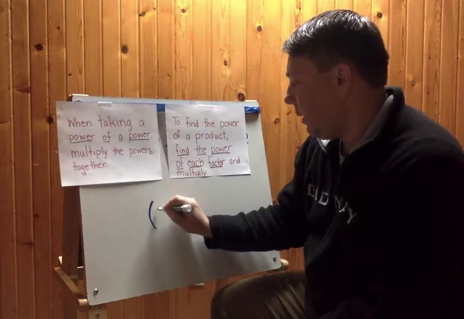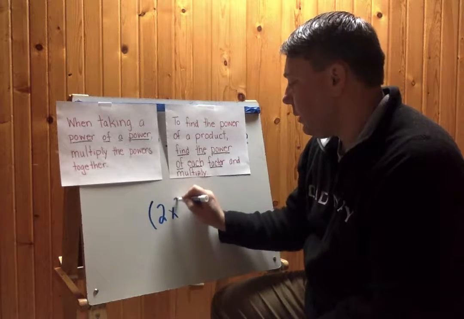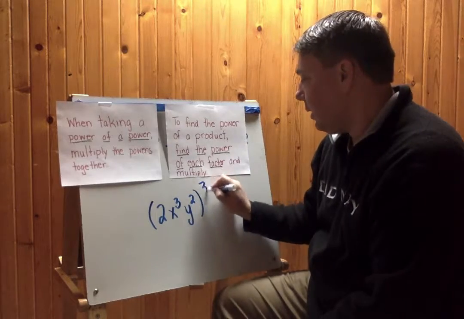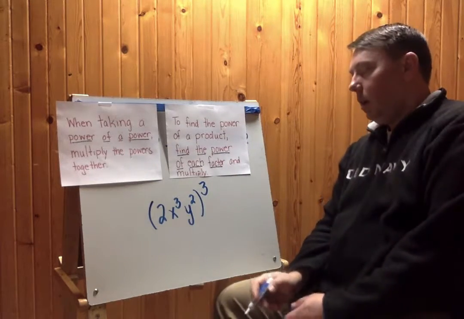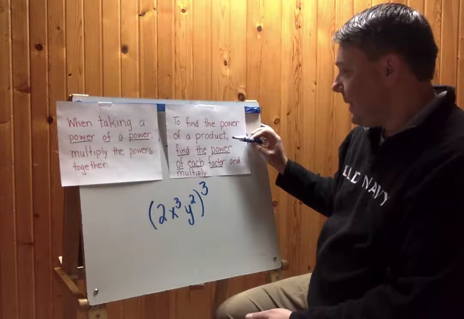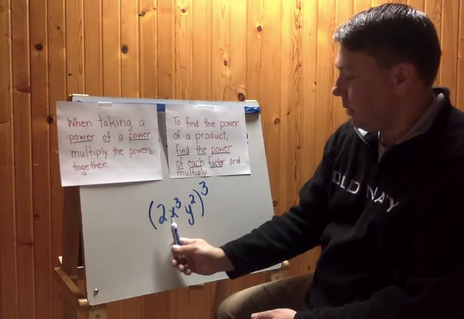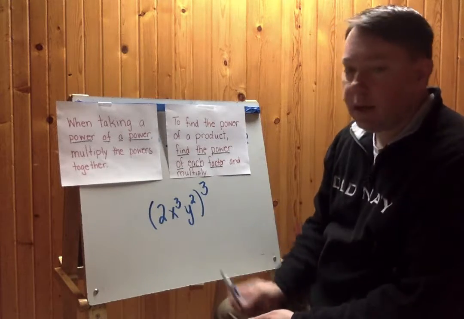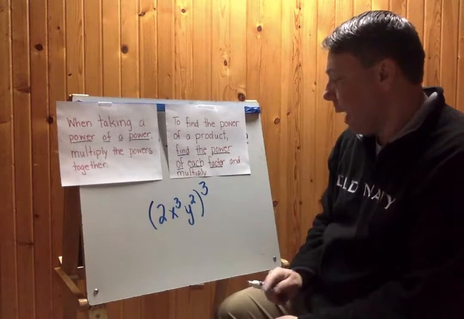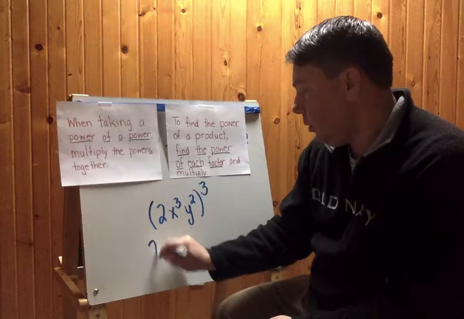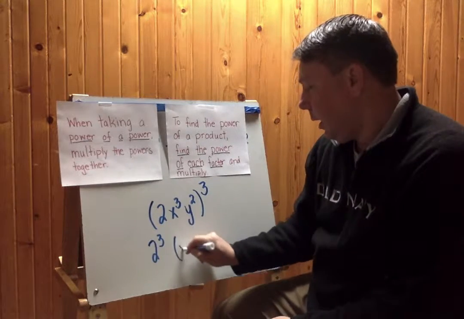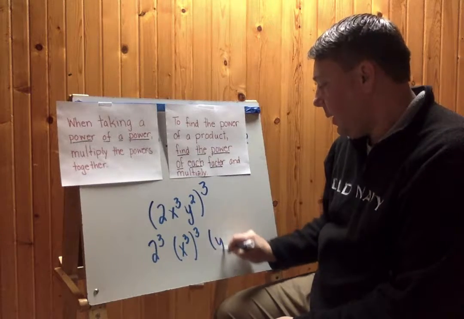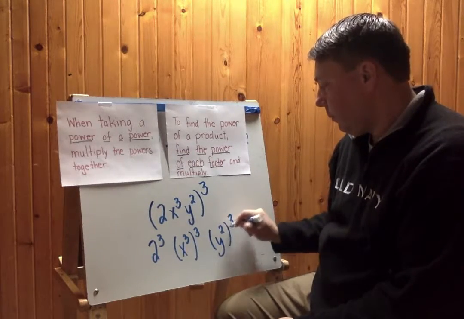So let's say we have 2x to the third, y to the second, and everything is to the third power. What this rule is telling us is that every factor in here, 2 being multiplied by x to the third times y squared, has to be taken to the third power. So it means 2 to the third, x to the third, and y squared to the third.